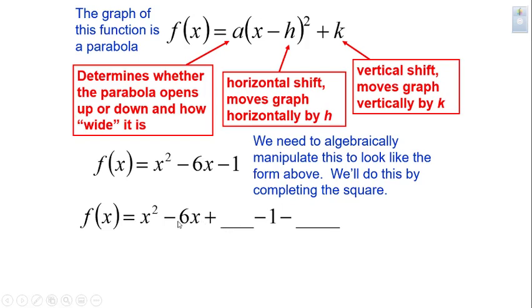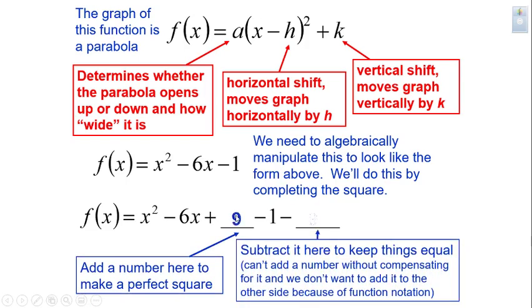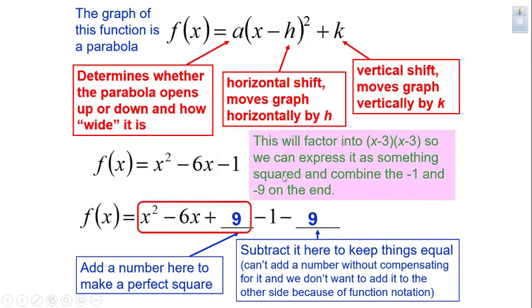So when I divide negative 6 by 2, I get negative 3. When I square negative 3, I get 9. So I'm going to add 9 right here. And when I add 9, I will also subtract 9 to balance, to make sure that the net result is adding 0. What that allows me to do now is to take these first three terms and factor those and make them into x minus 3 times x minus 3, which is really x minus 3 squared. And then I'll just combine these two numbers, negative 1 minus 9, to give me negative 10.